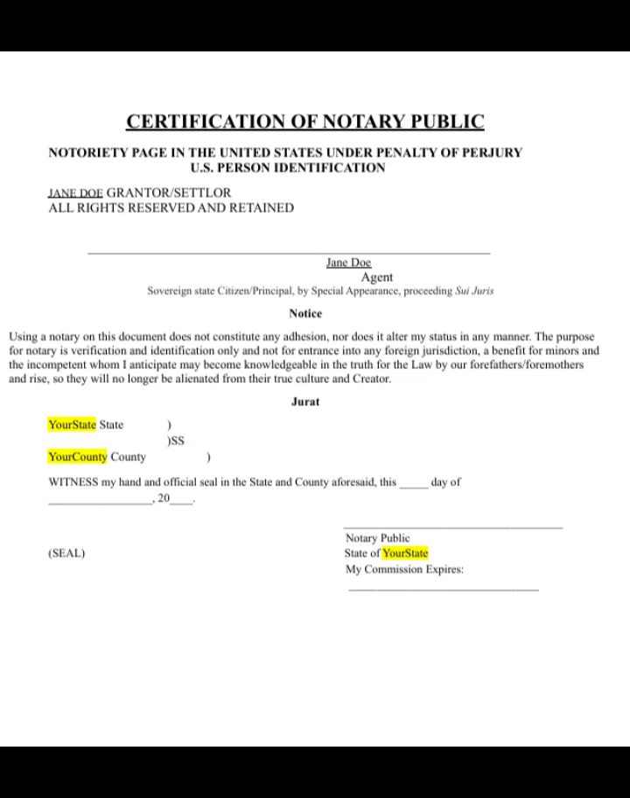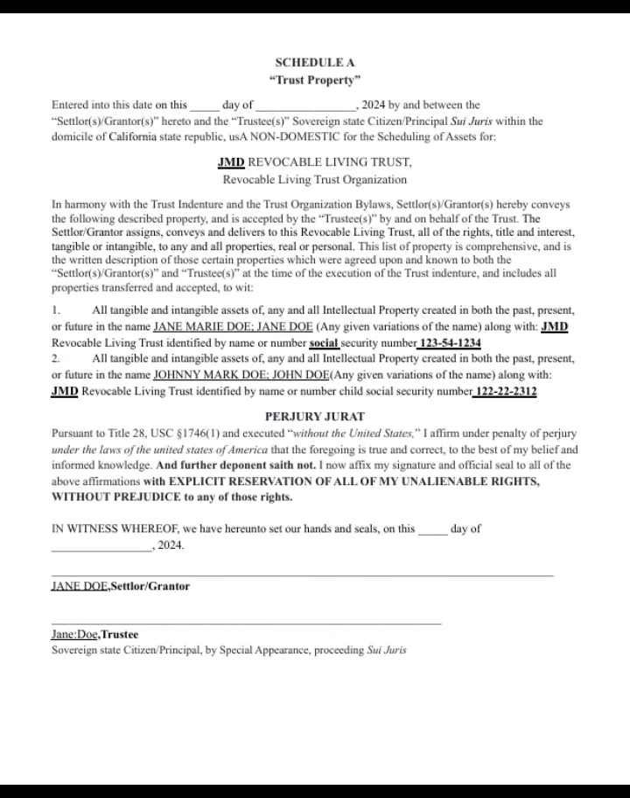So certification of notary public. So this is the notary's page. Using a notary on this document does not constitute any adhesion. And the reason for this statement here is because sometimes they like to try to include you in a commercial code or statute based on the fact that you use a public notary. So they may try to make this particular entity subject to some type of code or statute based on the fact that there was currency involved.